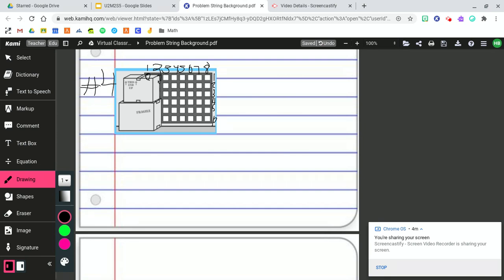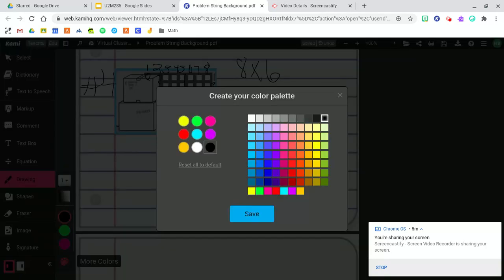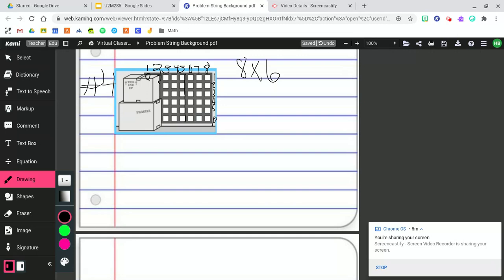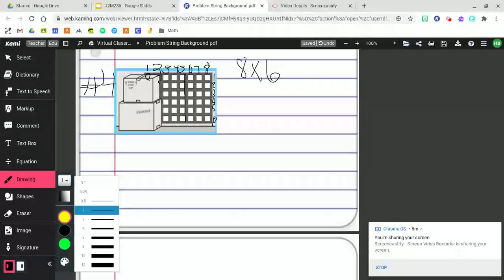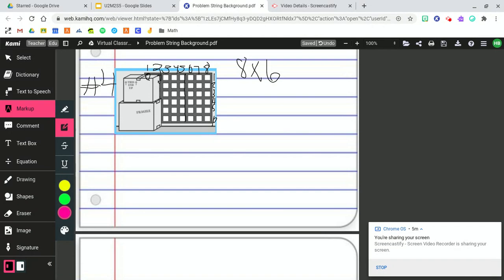To figure this out, I have to write my multiplication problem first. 8 times 6. Whoa. We haven't worked with those problems yet, but I can sure figure it out. I can see that, let me change this color. I'm going to change my color to yellow. I'm going to make this bigger. Or how about let's mark up? That's going to be the easiest.